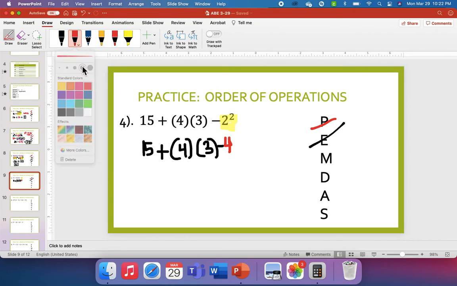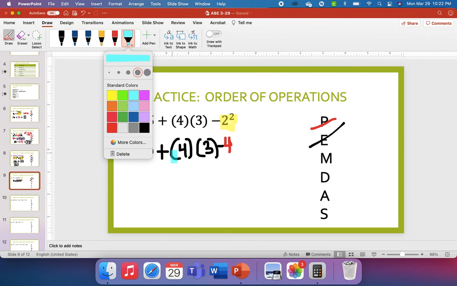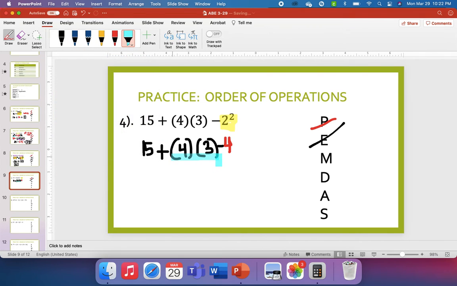Okay, next, I do have multiplication. That's what M stands for. My multiplication in this case is going to be 4 times 3, because again, when you have two numbers that are separated by parentheses, that means you're going to multiply the terms. Okay, so 4 times 3 is 12. Okay, I'm going to go ahead and again bring down this minus 4 and then bring down this 15 plus, that's on the left side of 4 times 3.